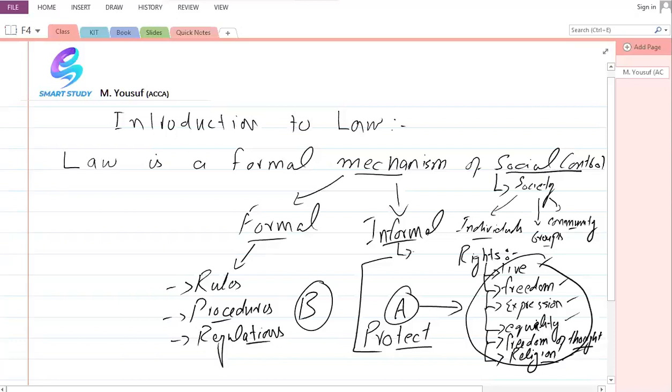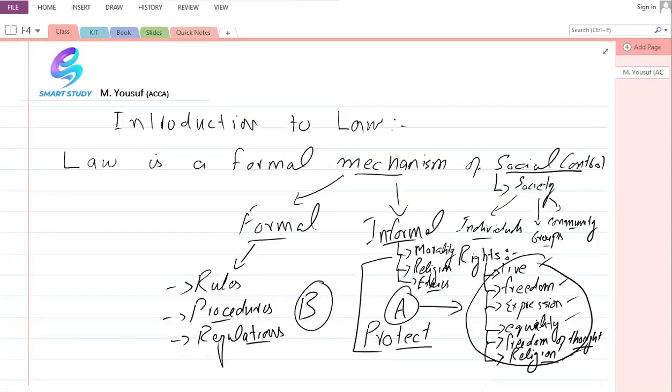So it can be morality, it can be through religion, ethics. So these are some of the informal mechanisms. So which way is better? Which of the options is better for social control?